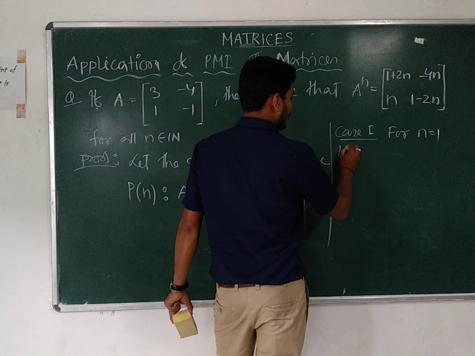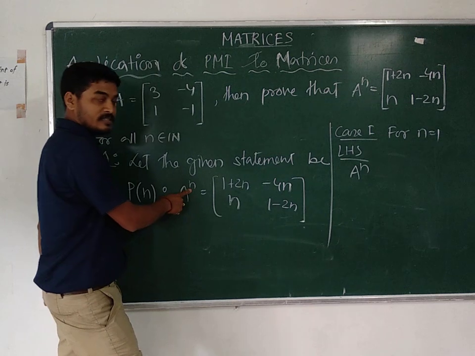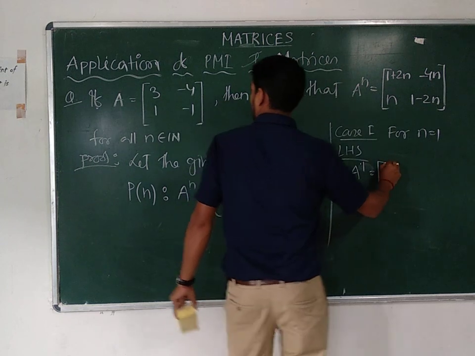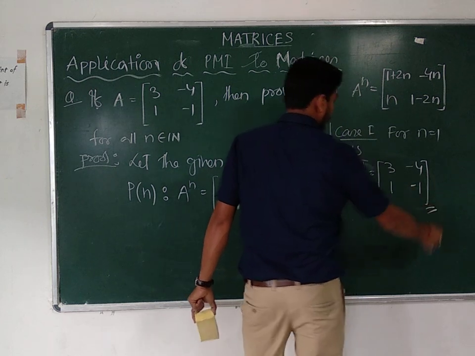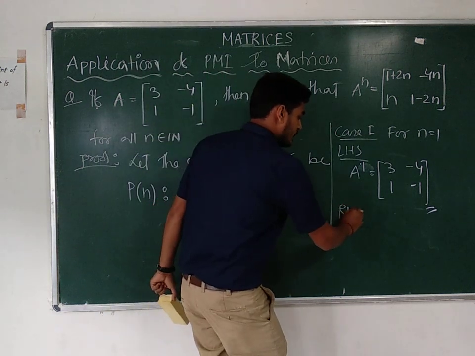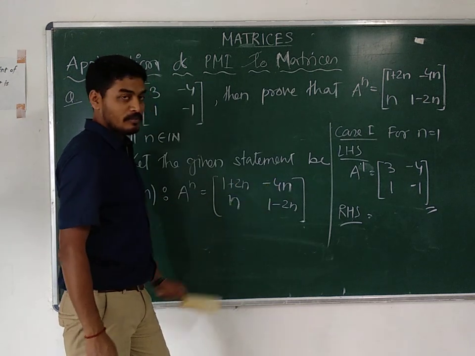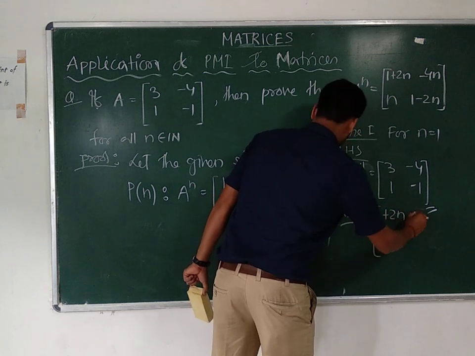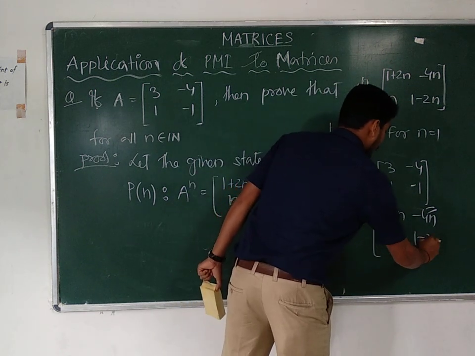For n is equal to 1, left hand side, A to the power n, so wherever n is here, we consider n is equal to 1. A to the power 1 means what is the matrix A here, [3, -4; 1, -1] to the power 1. Left hand side is equal to this one. What about the right hand side? The right hand side is [1+2n, -4n; n, 1-2n], so we put it here.